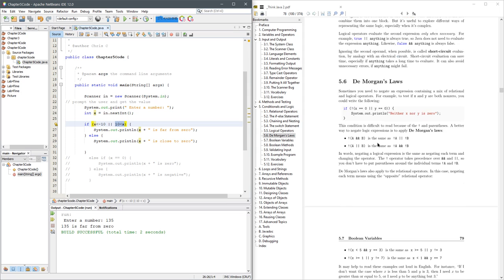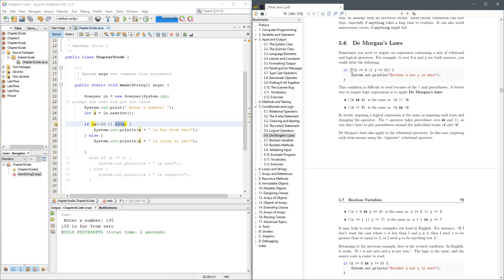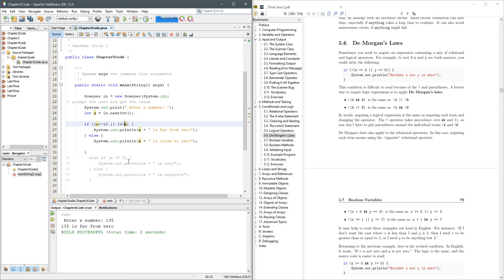Now, De Morgan's laws, which is 5.6, let you shortcut negations. So this exclamation point means not. I'm going to put some extra spacing in here, so I just add an extra parenthesis. What I'm going to do in front of this parenthesis is put an exclamation point, which means not. So it's going to reverse. If this is true, that exclamation point is going to turn it false. So what I have highlighted was evaluated to true, and then we negated it. And so that made it false.